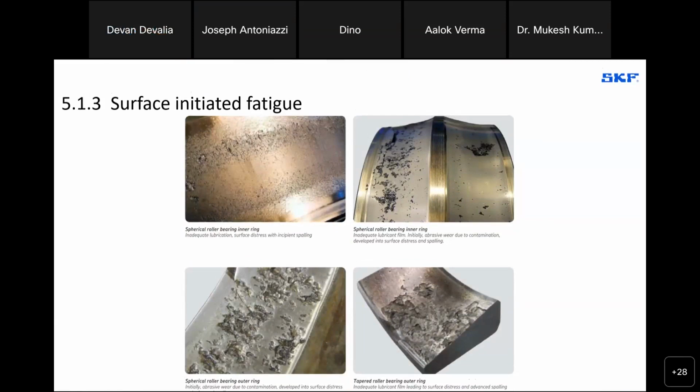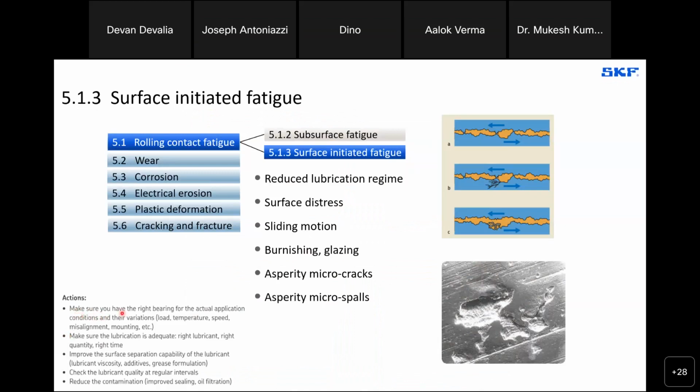Just wanted to cover off the actions. So what we want to do is ensure that we have the right lubricant with the right quantity at the right time. Okay, because this damage is lubrication related. We want to improve the surface separation capability of the lubricant. Okay, so lubricant is important. If you're using oil, filtering is important. Improve sealing if we're getting any contamination in from outside, and that will help to limit this type of damage.